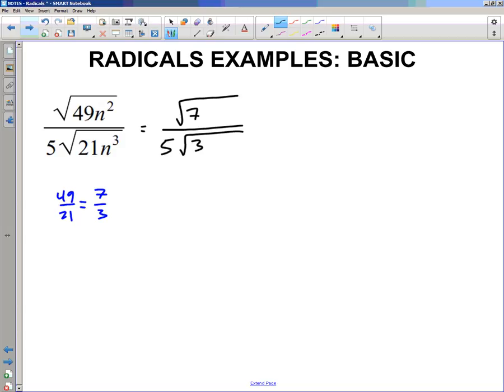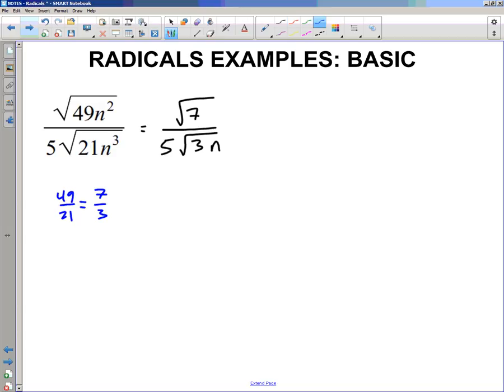Okay, we also got an n squared on the top and an n cubed on the bottom. We can cancel all the n's on the top with 2 of the n's on the bottom. That's going to leave us with 1 n left on the bottom. So everything's reduced as far as we can. However, we are going to want to rationalize. We're not allowed to have that radical on the bottom.